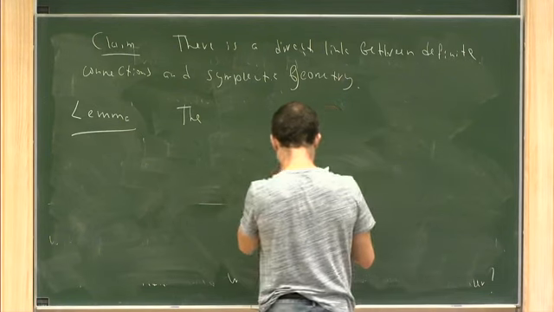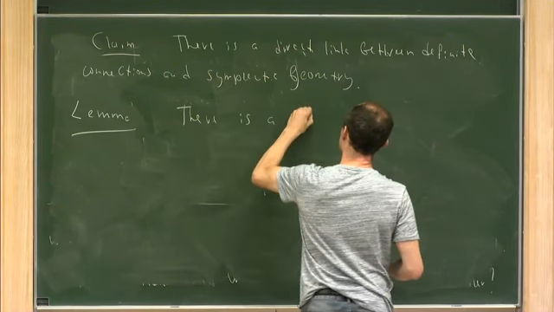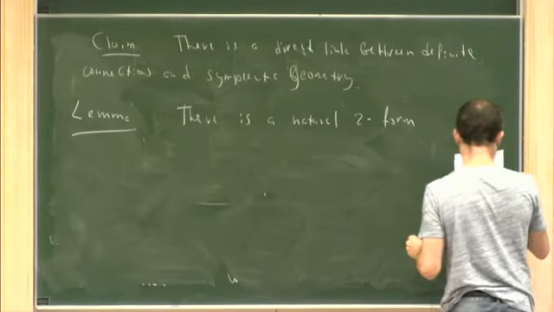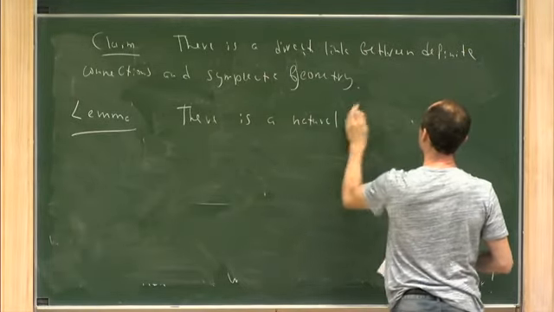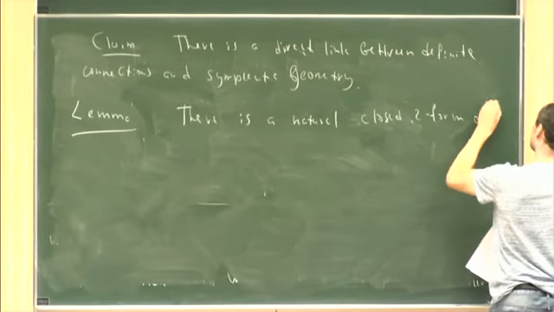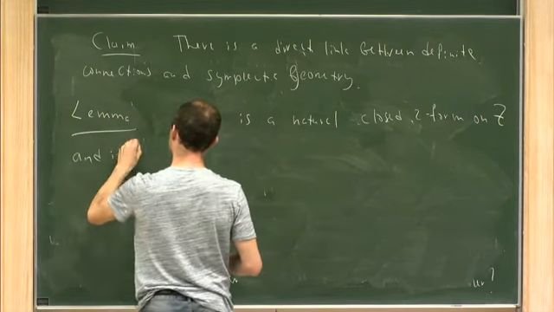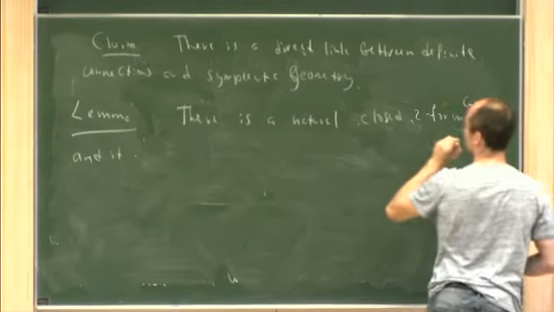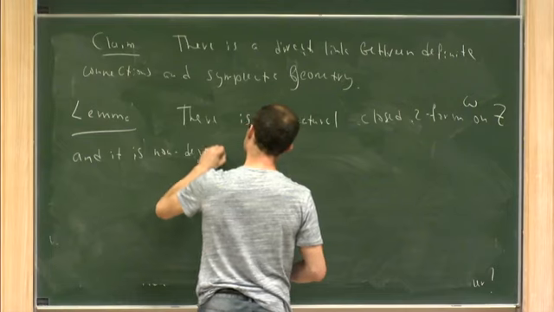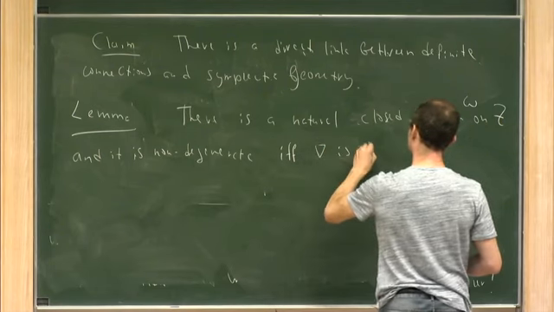And the lemma is like this: there is a natural closed two-form on Z, say omega, and it is non-degenerate if and only if nabla is definite.